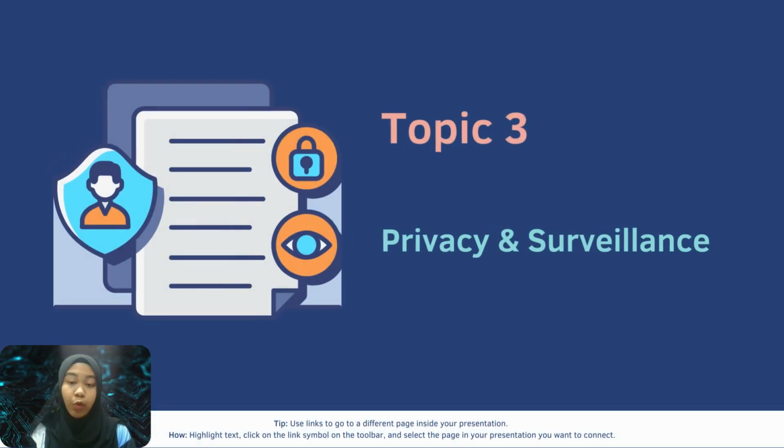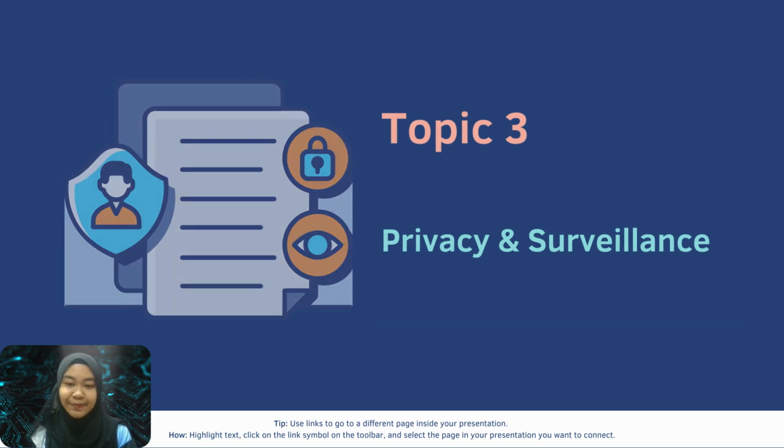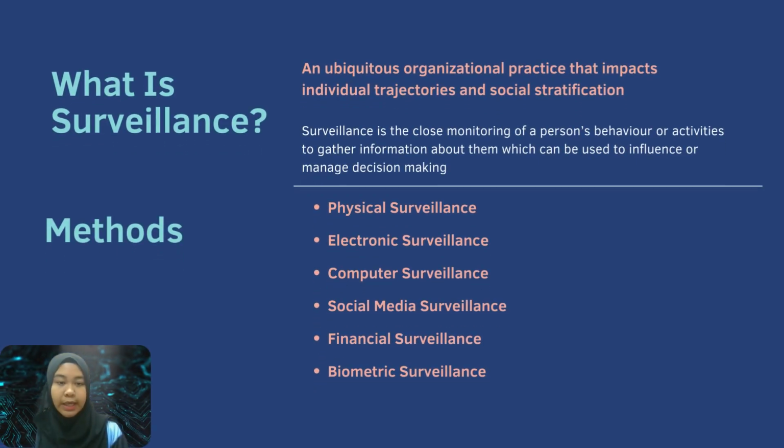Now we move to topic 3, which is privacy and surveillance. So what is surveillance actually? Surveillance can be defined as an ubiquitous organizational practice that impacts individual trajectories and social stratification. Surveillance is the close monitoring of a person's behavior or activities to gather information about them, which can be used to influence or manage decision making.